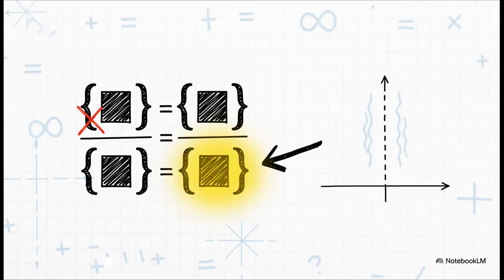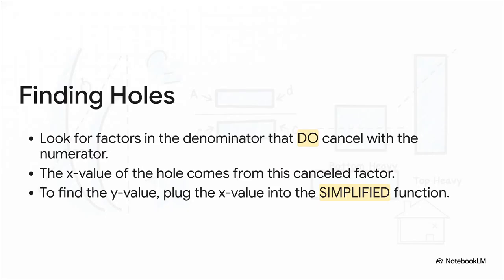So how do you find these invisible walls in the blueprint? It's actually pretty straightforward. First, you've got to factor both the top and the bottom of your fraction. Then you look for any factor in the denominator that doesn't get canceled out by something on top. That's your guy. Set that factor equal to 0, solve for x, and bam, you've found the exact location of your wall.